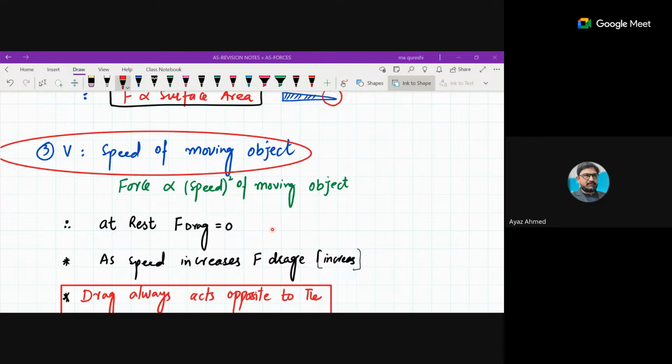Now I am explaining what happens to the drag at different positions. When the body has initially zero speed, then drag is zero. At the highest point, what do you expect, that there would be no drag?